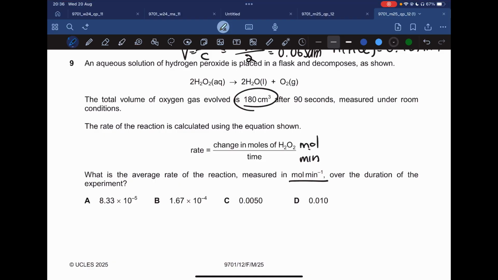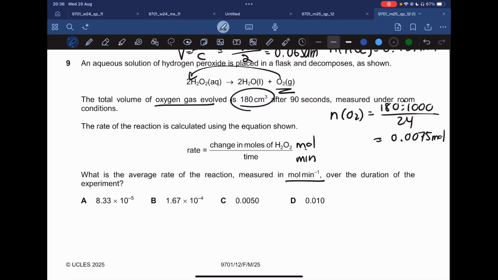So this is also the moles, the volume of oxygen. So we need to actually work out the moles of oxygen and then convert it into the moles of hydrogen peroxide. Okay, right. So moles of oxygen is equal to 180 divided by 1,000 divided by 24, V over Vm, which gives 0.075 moles.